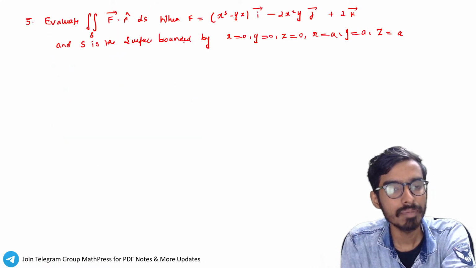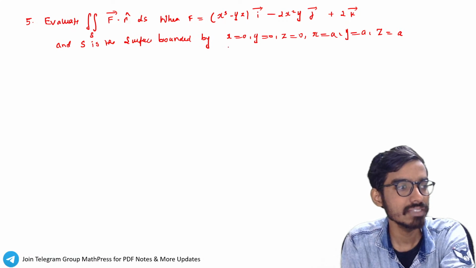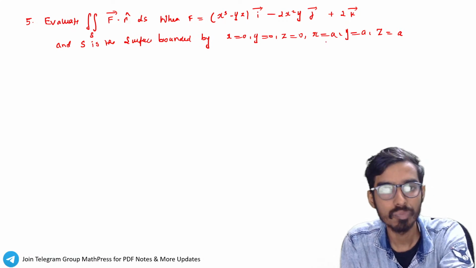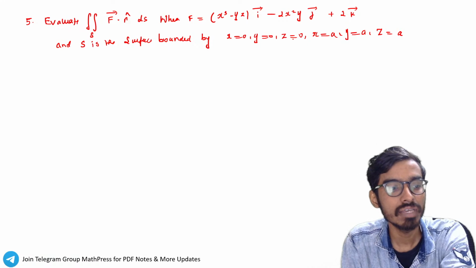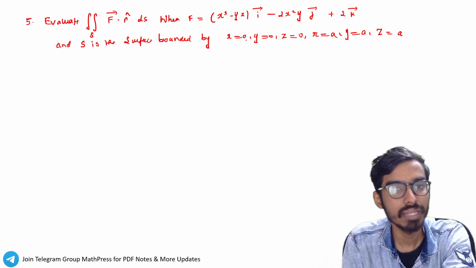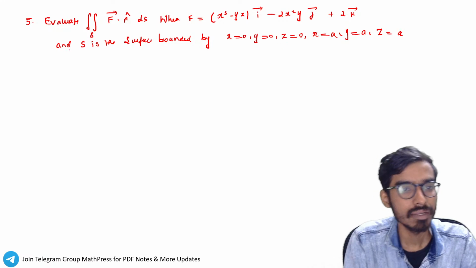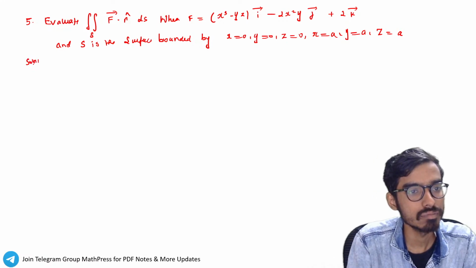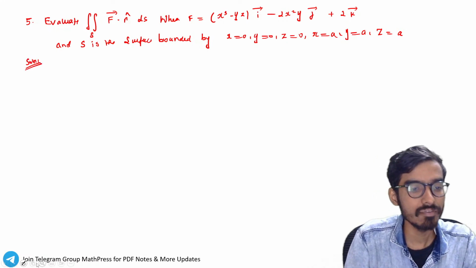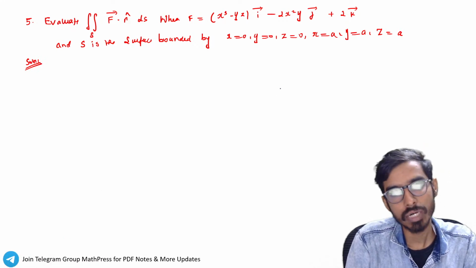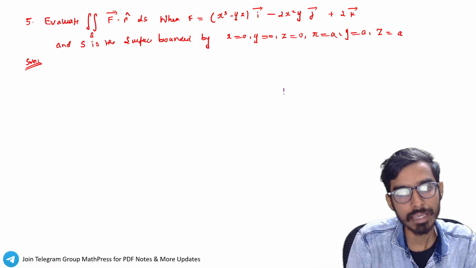In all the previous problems they were given the surface directly, but here they are given the cube, right? So this is a very tricky problem. We have to listen very, very carefully. How do we evaluate this surface integral when the surface is a cube? So first we will draw the diagram, right?